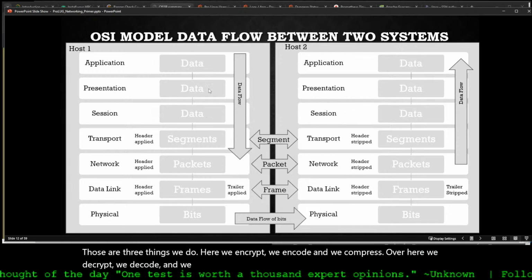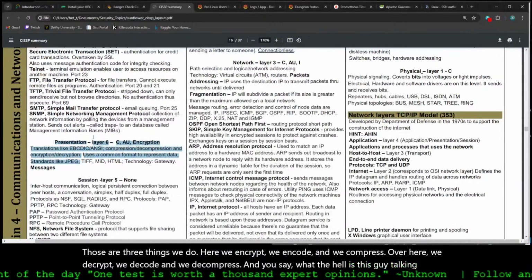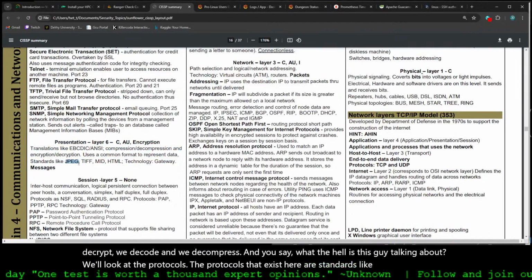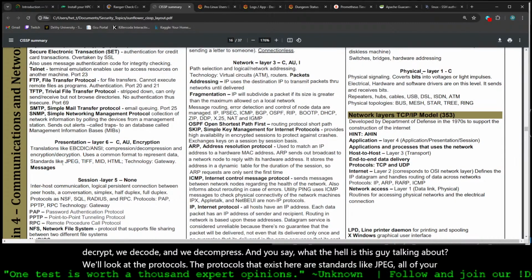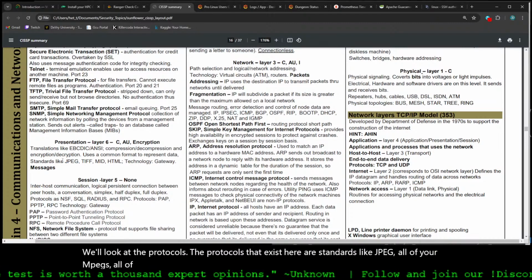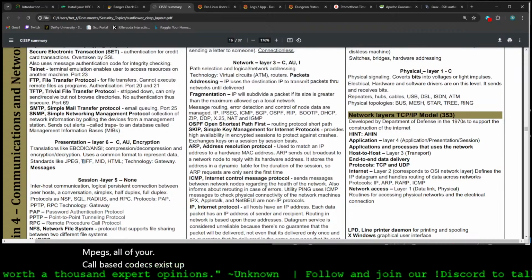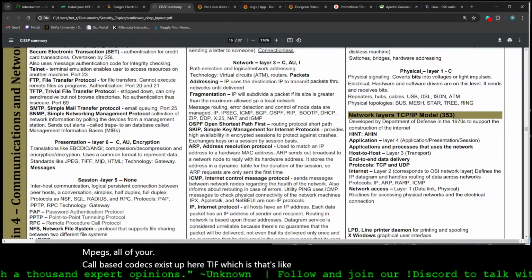And you say, what the hell is this guy talking about? Well, look at the protocols. The protocols that exist here are standards like JPEG, all of your MPEGs, all of your codecs exist up here. TIFF, which is like an architectural drawing thing.